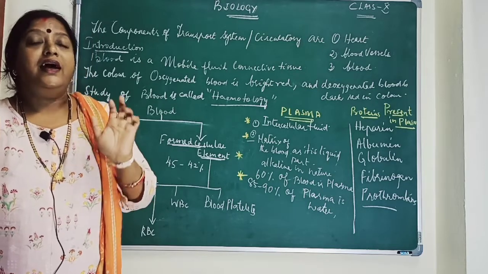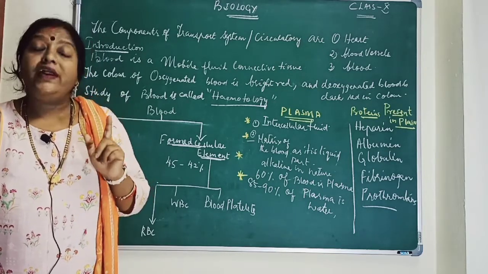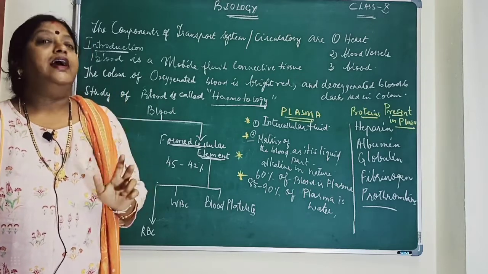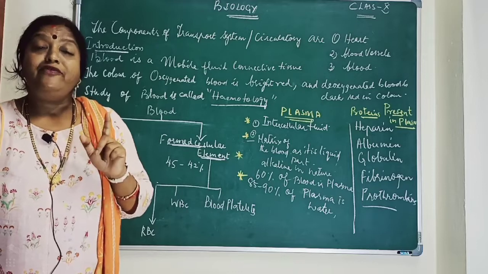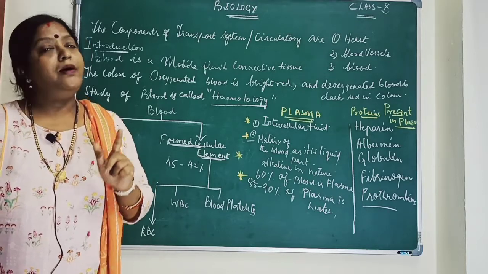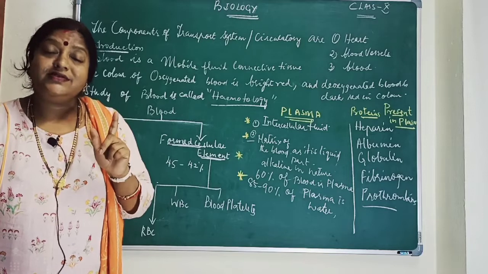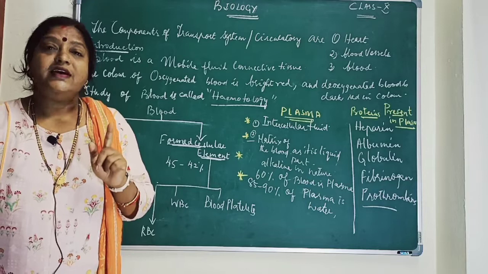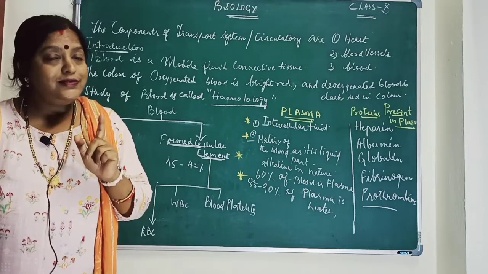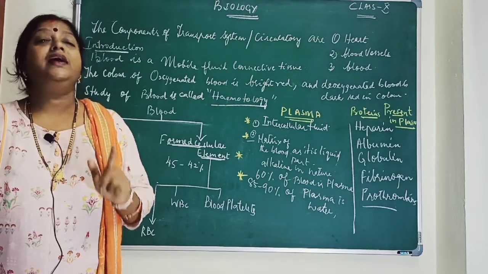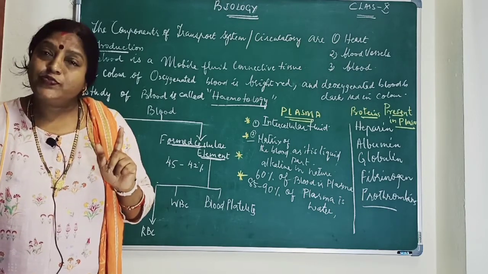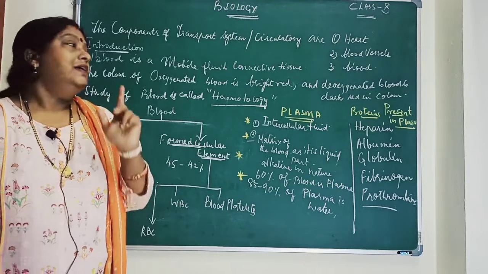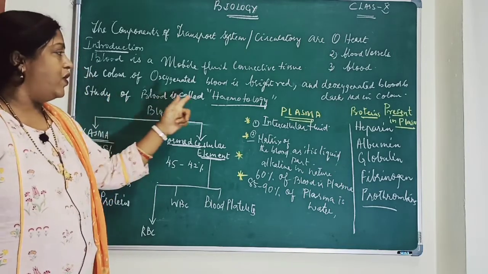Okay, children, and this blood, when oxygenated, is bright red in color, and when deoxygenated it is dark red in color. Blood forms 8 to 10% of the body weight. It is saltish in taste, alkaline in nature, and the pH of blood is 7.4. This blood keeps on circulating in the blood vessels and transports various materials to different organs. The study of blood is called hematology.